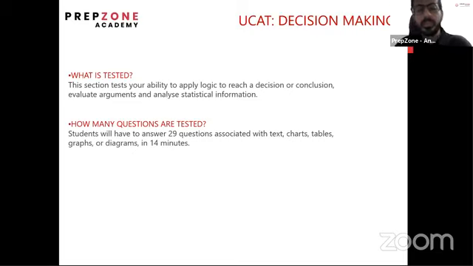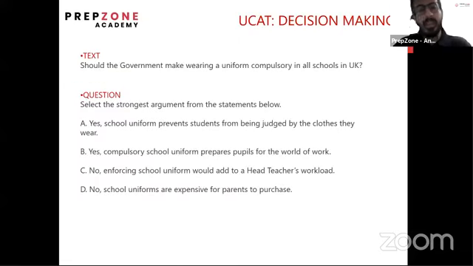29 questions are tested. And then the question is different from verbal reasoning. You can get text, charts, tables, graphs and diagrams to solve a typical decision-making question. A typical example is this. One text, and based on that, the question says strongest argument. So you basically have to find which answer choice gives you the strongest argument for the text given above. Okay, that's the typical decision-making question.